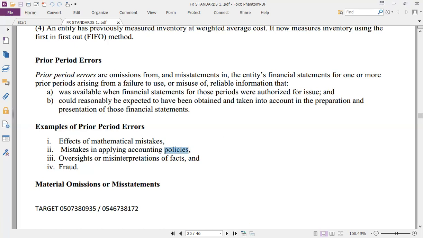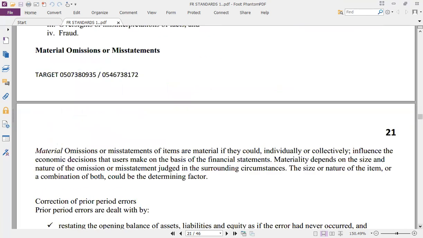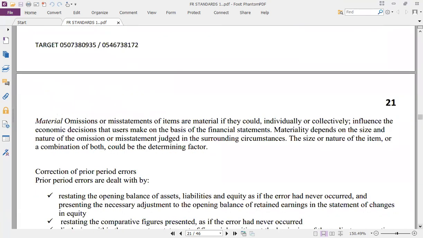So that's the issue. Now it means that once we are applying retrospective restatement, then comparative information must be what? Restated. Comparative information must be restated. So that is it.